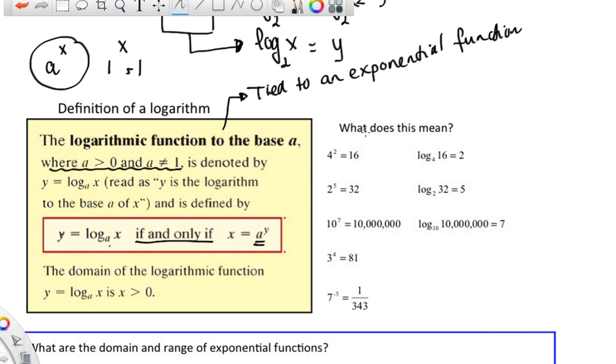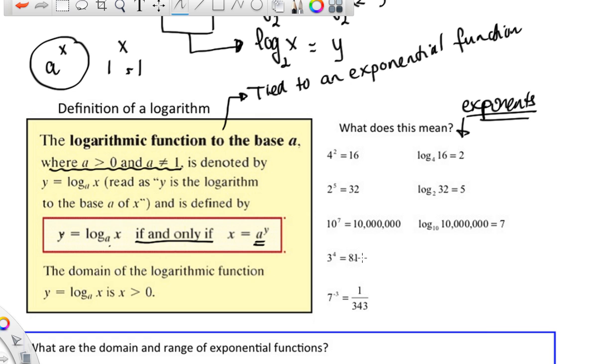So let's look at a couple of things here. If 4 squared is 16 and 4 is the base, then the log base 4 of 16 is 2. If 2 to the 5th is 32, then the log base 2 of 32 is 5. So these are your exponents, right? So logarithms give you exponents. If 10 to the 7th is 10 million, then the log base 10 of 10 million must be 7. And this is an important exercise, so rewriting these in the equivalent logarithmic expression, or vice versa, is something you should be able to do.